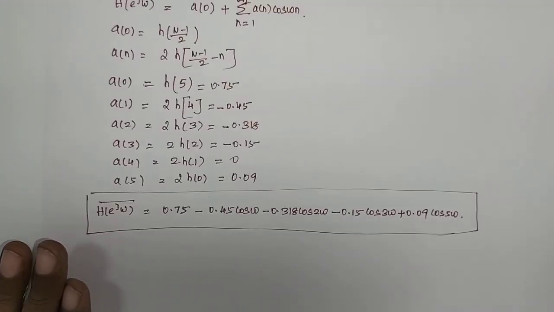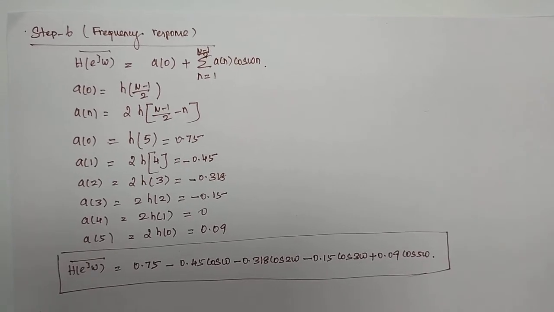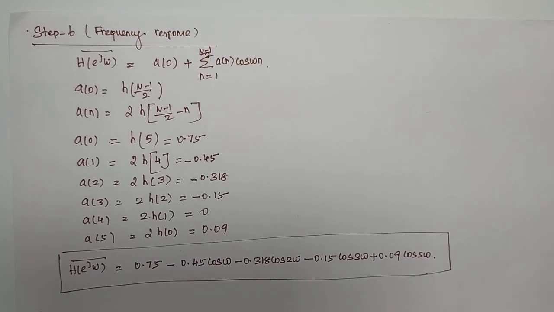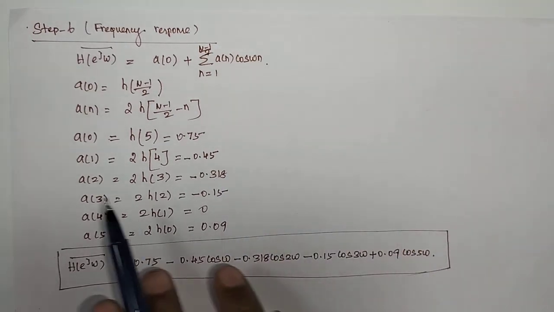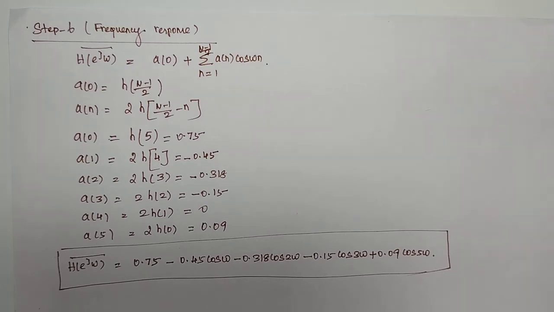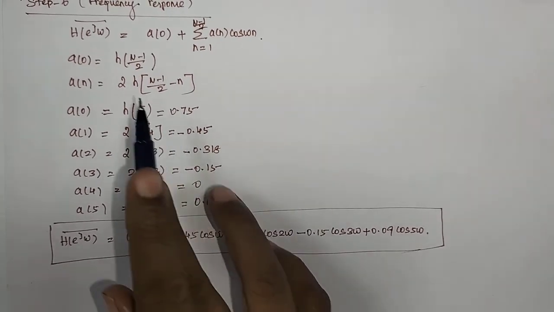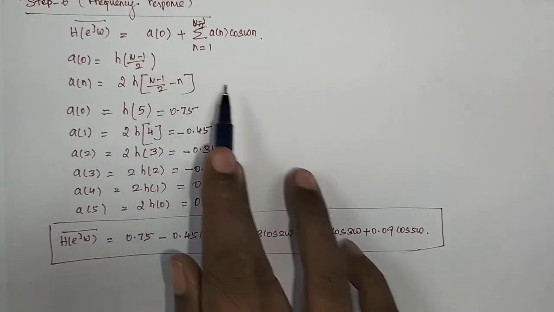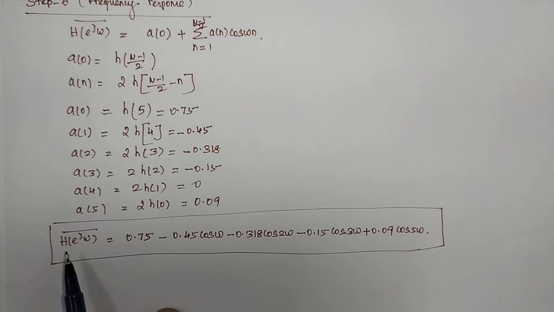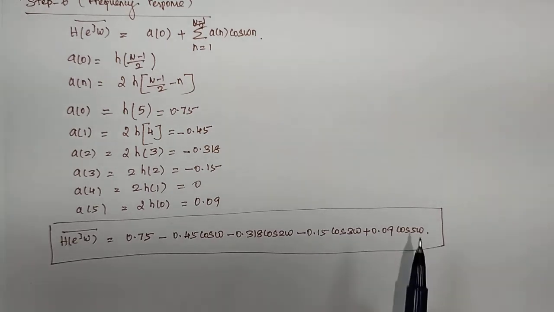Next, the last step is to find the frequency response. So you know the relation H of e power j omega is equal to a naught plus summation n is equal to 1 to (N minus 1) by 2 of a of n cos omega n. For different n values, find the frequency response. That is, a of 0 is equal to h of (N minus 1) by 2, a of n is equal to 2 into h of (N minus 1) by 2 minus n. From this, the frequency response obtained is 0.75 minus 0.45 cos omega minus 0.318 cos 2 omega minus 0.15 cos 3 omega plus 0.09 cos 5 omega.